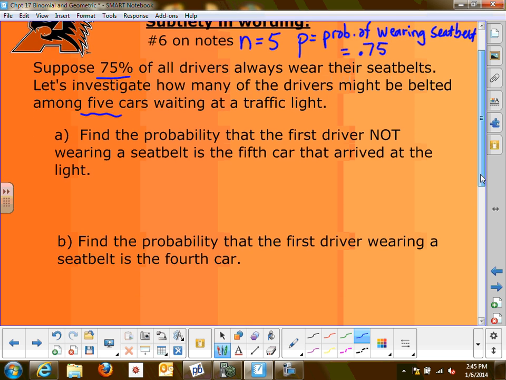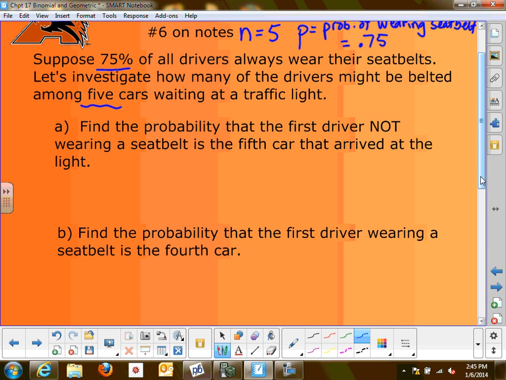Okay, so here we go. Let's answer the question. When I read this question, the first thing you should be thinking is filtering and deciding if it's a geometric or binomial situation. Find the probability that the first driver not wearing a seatbelt is the 5th car that arrived at the light. So do you know the order, or can any combination work? If you know, then it is geometric. If you know, it's geo.